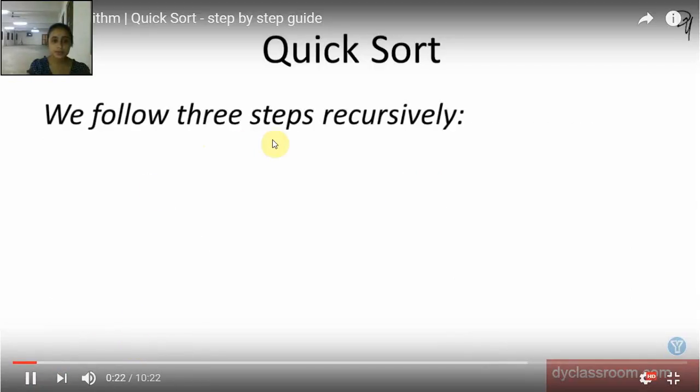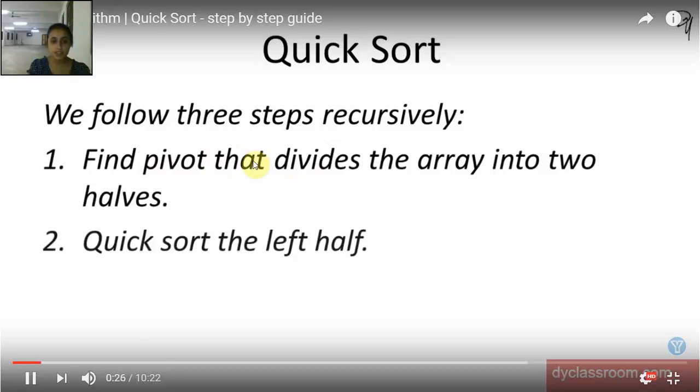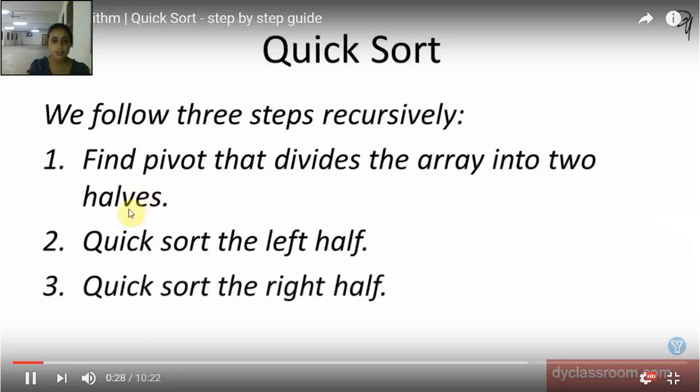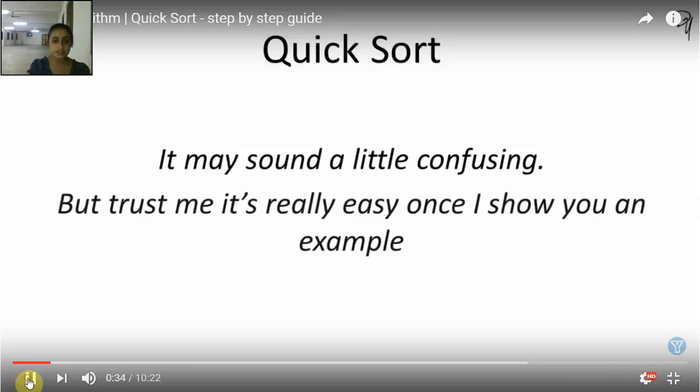So we follow three steps recursively. The first step, find the pivot that divides the array into two halves. Then quicksort the left half, and then quicksort the right half. It must be a little confusing, but we'll just try to understand it using an example.